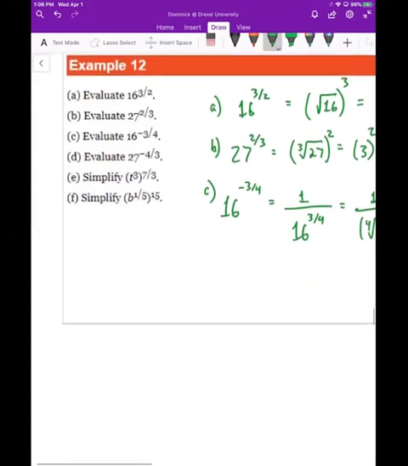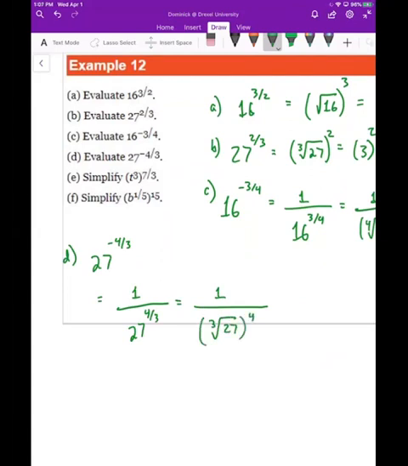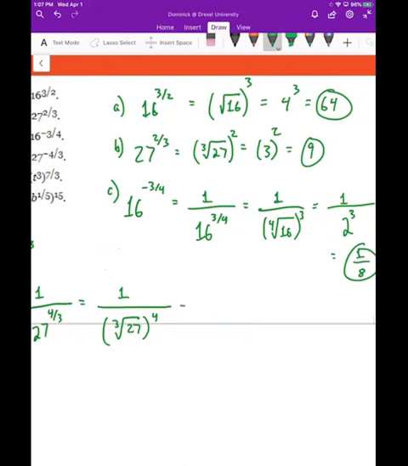Okay, part D, we have 27 to the minus 4 over 3. So first, let's deal with the negative exponent. So this is 1 over 27 to the 4 over 3. Now, if I write this in the appropriate form, again, the number on the bottom of that fraction tells me the type of root. So it's the cube root of 27 again, all to the 4th. So we just said that the cube root of 27 was 3. So this is 1 over 3 to the 4th. So this is 1 over 81.